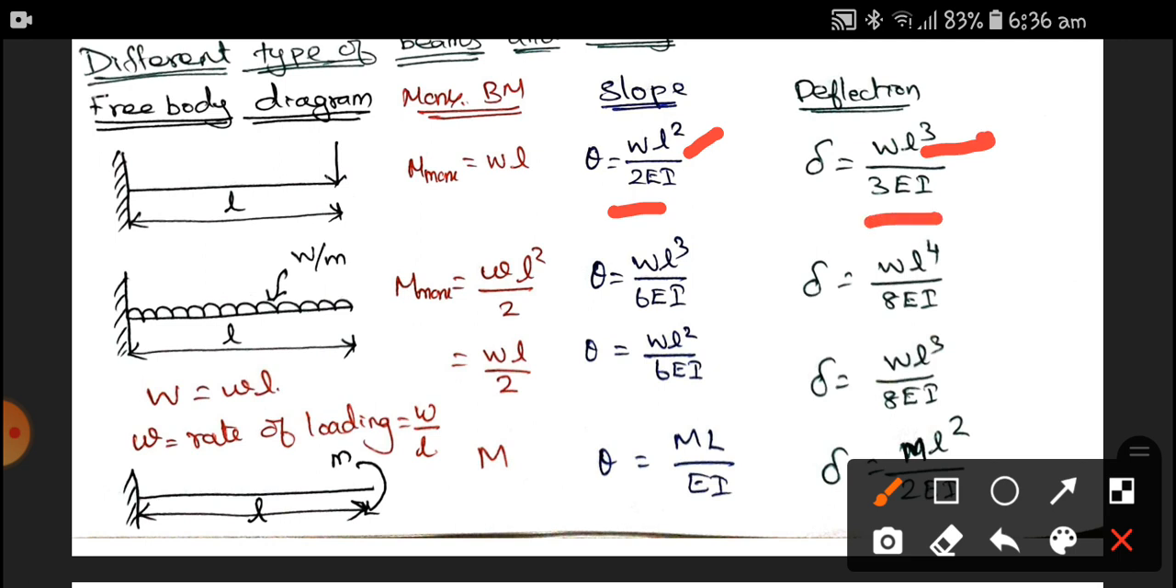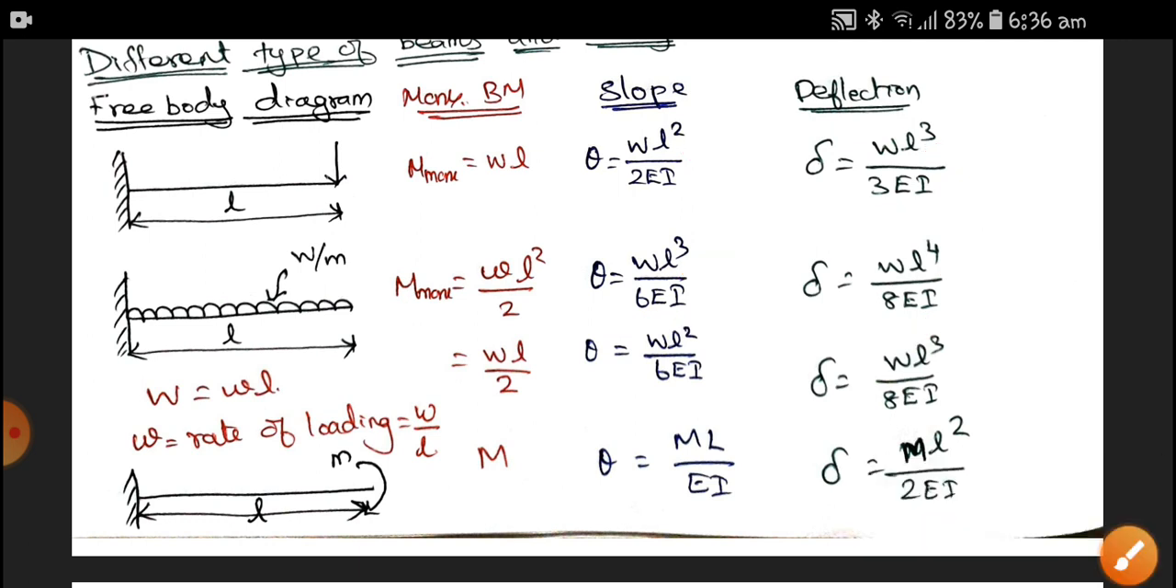denominator having 3. Whereas for the uniformly distributed load, if the power of L is 3, 3 into 2 is equal to 6. And if you have a 4, 4 into 2, it is 8. Likewise, you can remember that. And for the theta, it is very simple. The deflection is like the slope of the cantilever beam. And theta comes with the M L by EI.